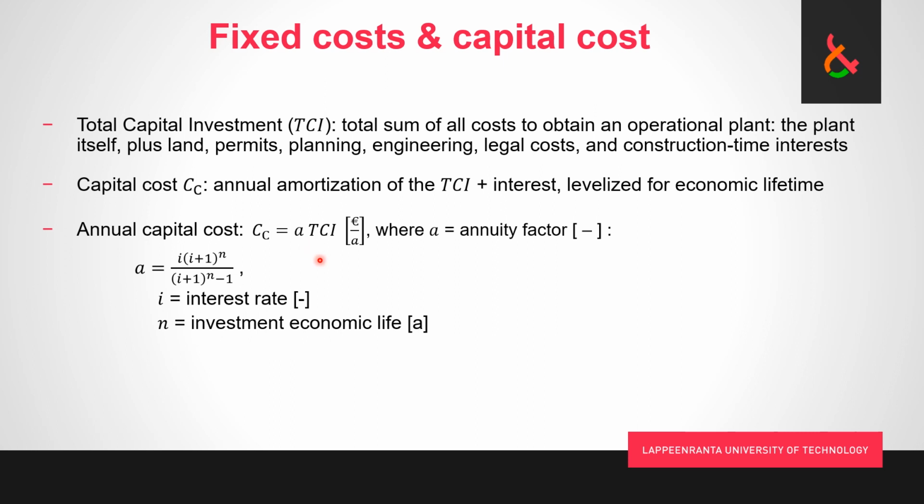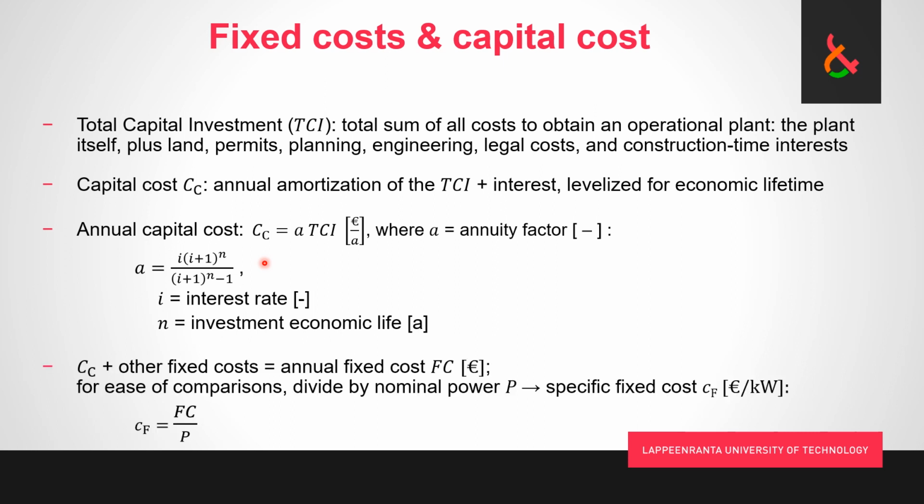We multiply the total capital investment with this annuity factor, and then we get the annual capital cost. This was the biggest part of the fixed costs. We sum to this the other fixed costs, and then we'll get the total annual fixed costs, which we typically mark with capital FC.